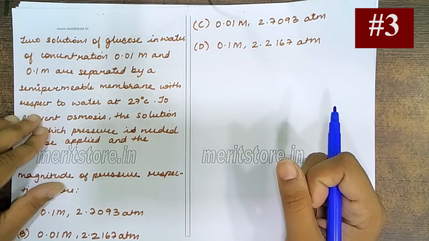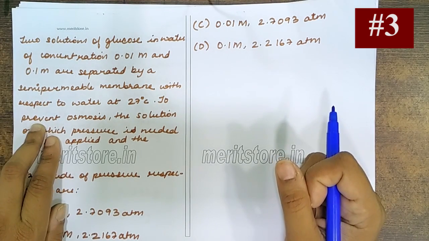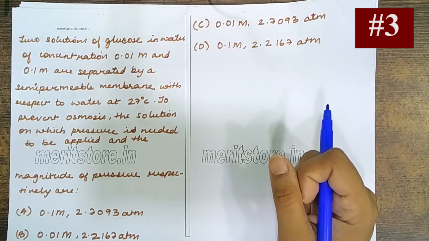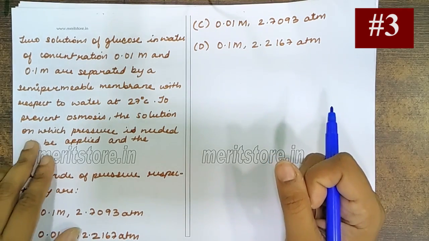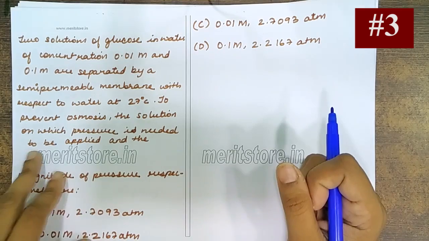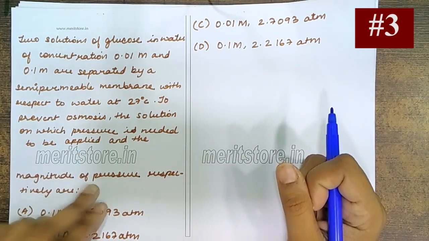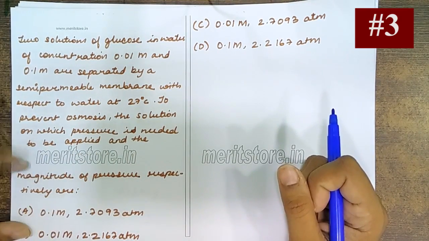Two solutions of glucose in water of concentration 0.01 molar and 0.1 molar are separated by a semipermeable membrane with respect to the water at 27 degrees Celsius. To prevent the osmosis, we have to find on which solution the pressure needs to be applied and the magnitude of the pressure respectively.